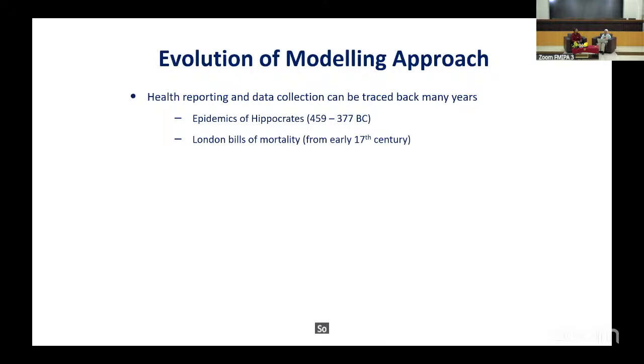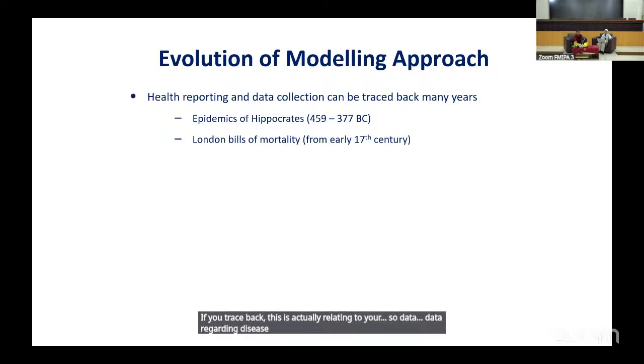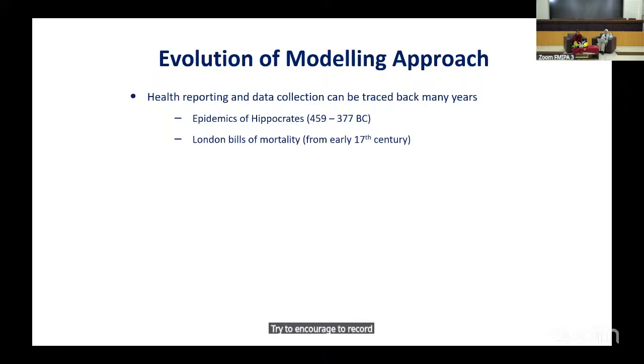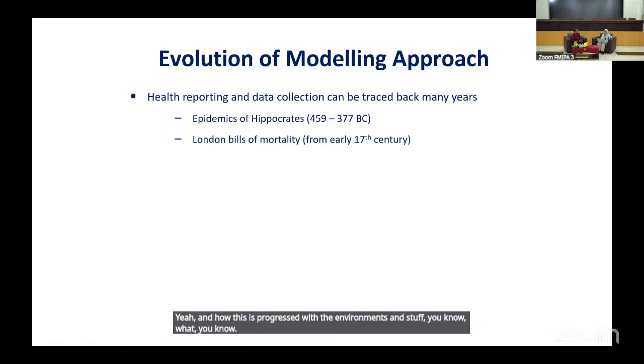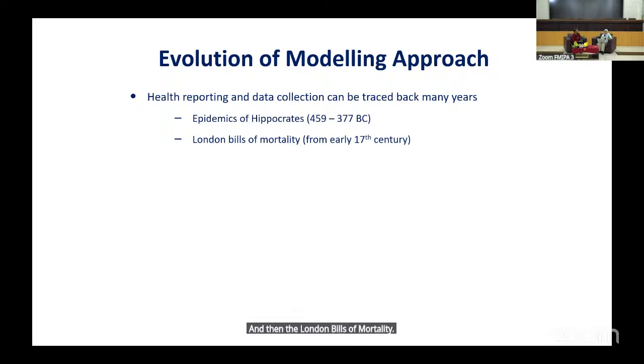So if we trace back, this is actually relating to data regarding disease, which started being collected ages ago. They tried to encourage recording the disease, and how that disease progressed with the environment and so on. Then the London Bills of Mortality collected the number of people dead every week, by different causes of death. This data had already been collected.